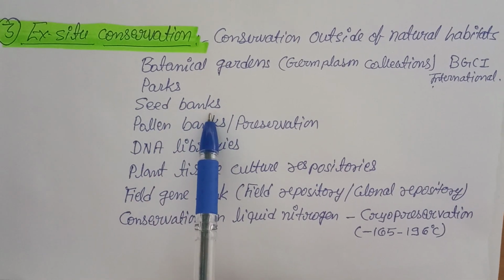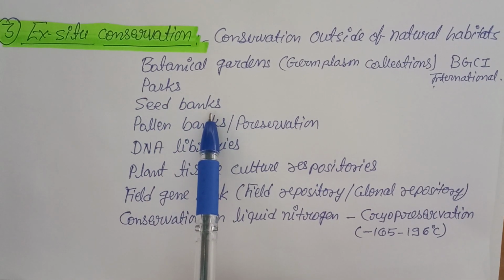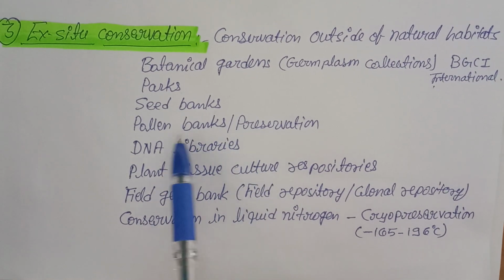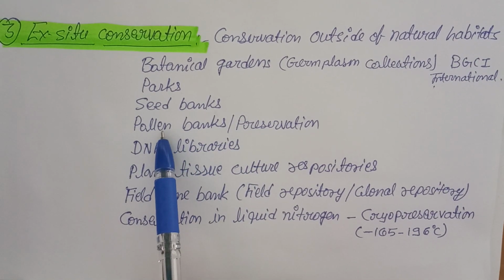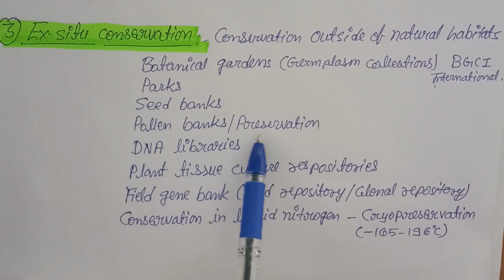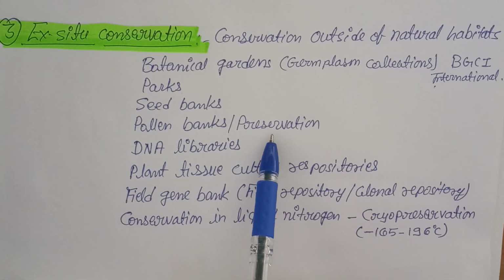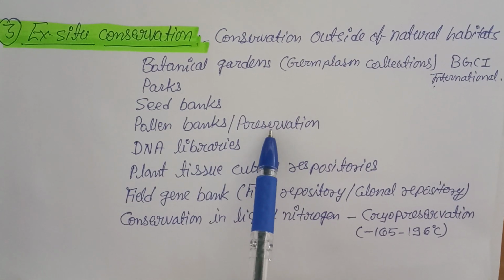A seed bank can be had, like we can preserve the seeds so that whenever we want we can grow them in the proper climatic conditions. Pollen banks or pollen preservation also, because pollen is very important for the reproduction of medicinal plants and other crops. If you are preserving them, then only the particular types of reproduction can happen, otherwise it is going to decline from the earth.